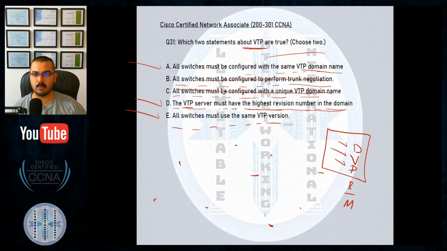Okay, VTP is no longer in the CCNA, neither in the CCNP course. I believe Cisco knows that it was neglected. Few enterprises or companies used VTP, so it's not really that big a deal. Okay, but for this question, just for the sake of this question, A and E are correct to pass this question. Okay.